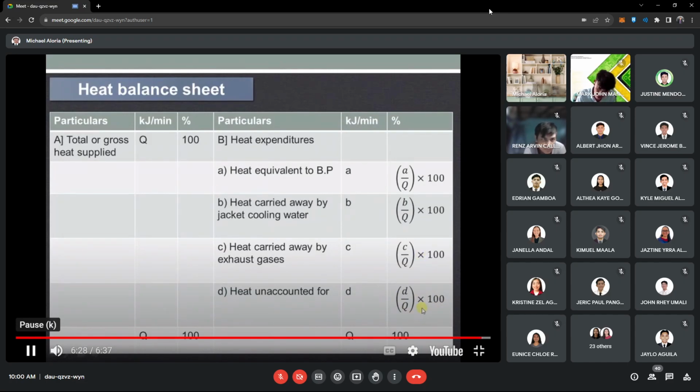So in this way, we can prepare the heat balance sheet. In the next video, we'll see how to solve the examples on heat balance sheet.